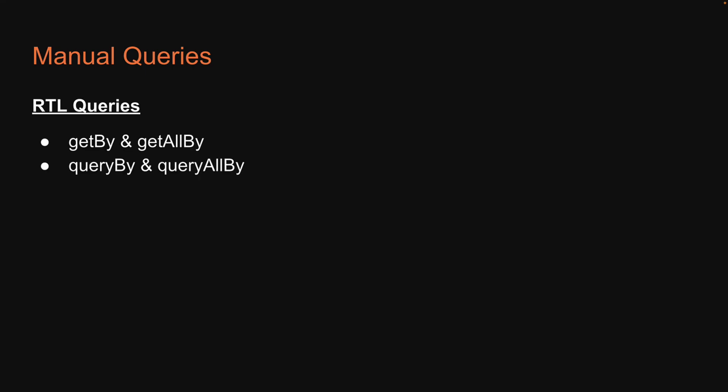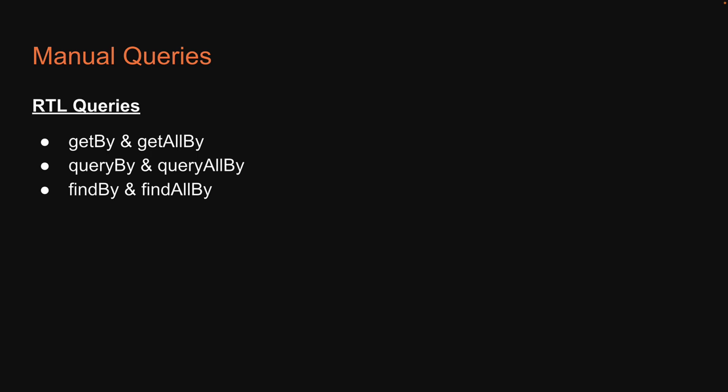In this video, I want to very quickly talk about manual queries when writing tests. I hope it is clear that React Testing Library provides three types of queries: getBy and getAllBy, queryBy and queryAllBy, and finally, findBy and findAllBy. Please refer to the previous few videos to understand more about each of them.